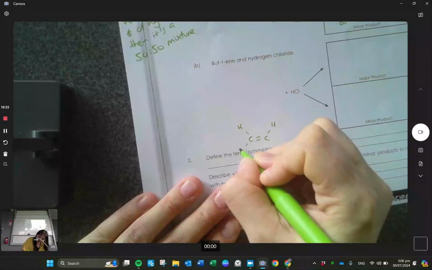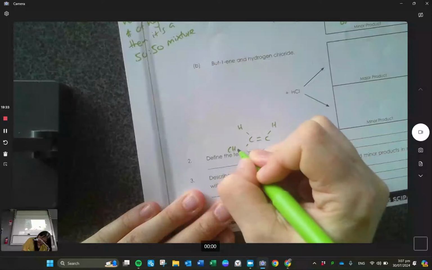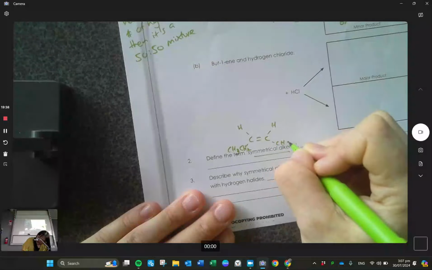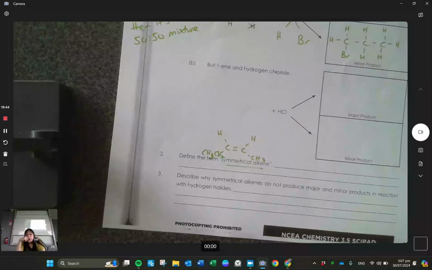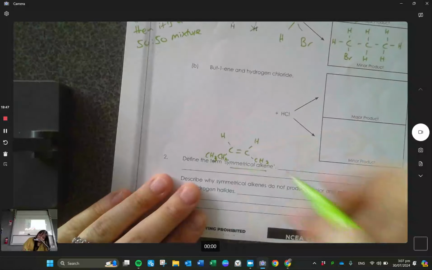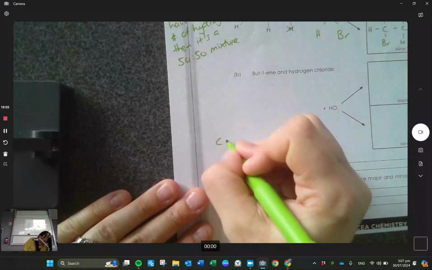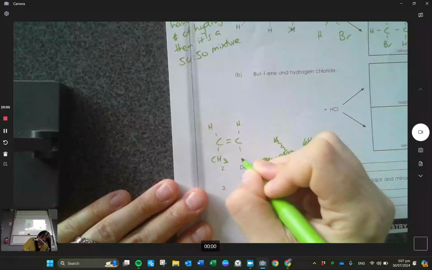I'm trying to think. How do I make a symmetrical alkene without... Oh, I know. CH2, CH3. All right. Hold on. That's the example for the other one. That's not what I want. I'm trying to think of what I would describe as a symmetrical alkene. Maybe symmetrical alkenes do have the same. I'm just going to draw this one because I can't think of anything right now.